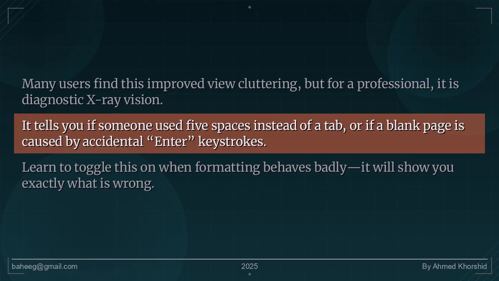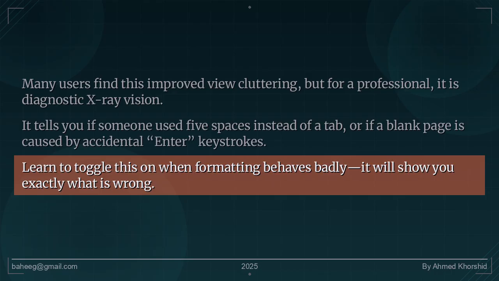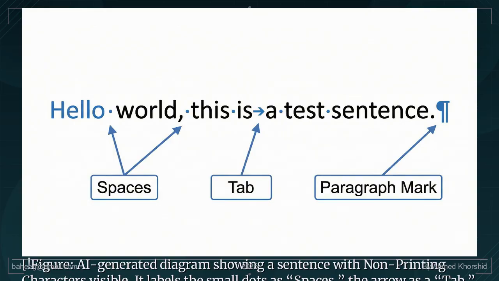It tells you if someone used 5 spaces instead of a tab, or if a blank page is caused by accidental Enter keystrokes. Learn to toggle this on when formatting behaves badly, it will show you exactly what is wrong. Figure, AI-generated diagram showing a sentence with non-printing characters visible. It labels the small dots as spaces, the arrow as a tab, and the paragraph symbol as a paragraph mark.